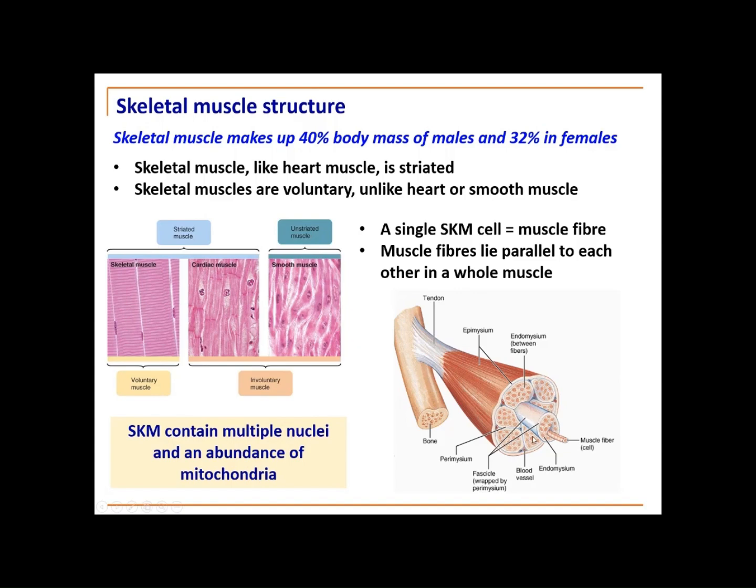As I said, the muscle fibers lie parallel to each other, as we can see in this image right here. They're bundled together by connective tissue. And the muscle fibers are grouped together whilst also being individually separated by this endomysium. And they're wrapped as a compartment into a fasciculi, which is protected by a connective tissue called perimysium. I hope I'm saying all these words correctly.